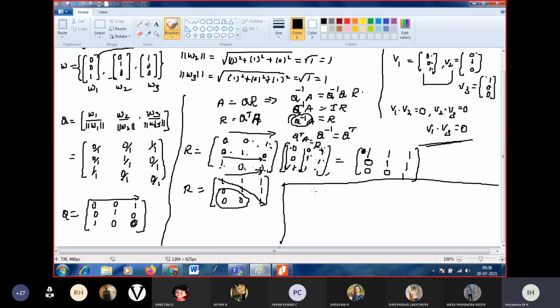Okay, what is the last step? What we should consider? What are we writing? What is the question? A equal to QR. So write the result in the form of A is equal to QR. That's it. So write the matrix A. What is the matrix A?